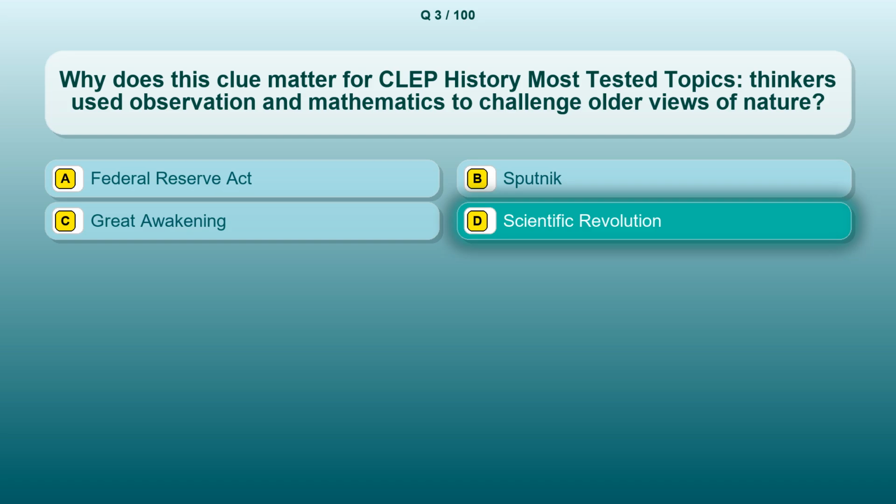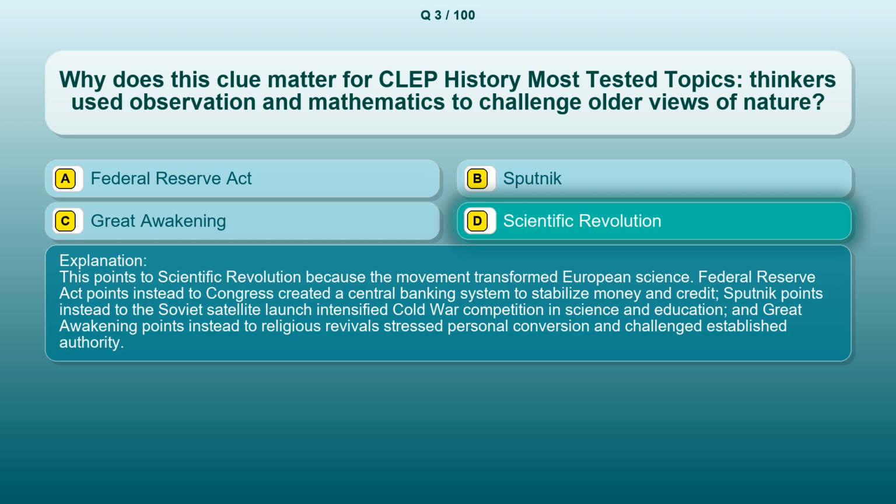The correct answer is option D. Scientific Revolution. This points to Scientific Revolution because the movement transformed European science. Federal Reserve Act points instead to Congress created a central banking system to stabilize money and credit. Sputnik points instead to the Soviet satellite launch intensified Cold War competition in science and education, and Great Awakening points instead to religious revival stressed personal conversion and challenged established authority.